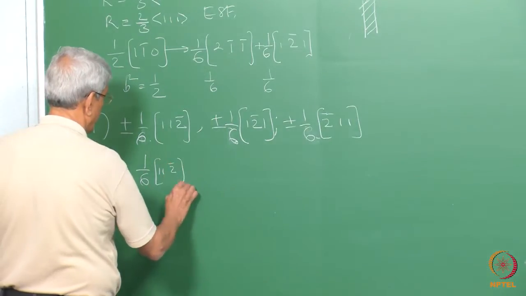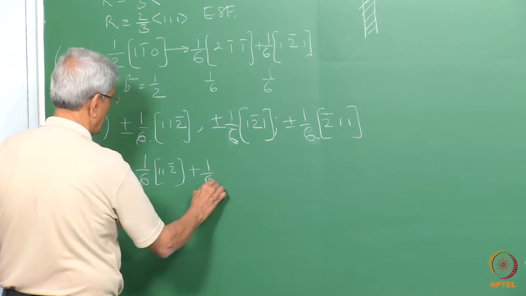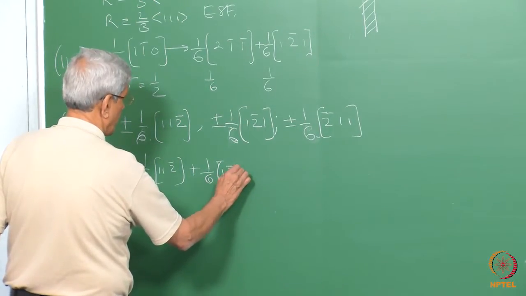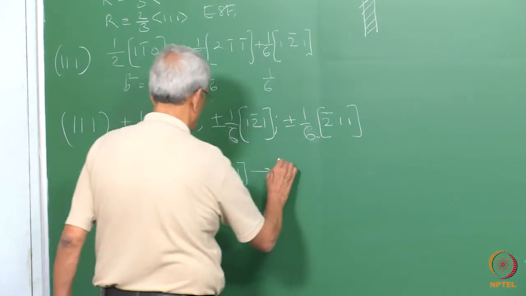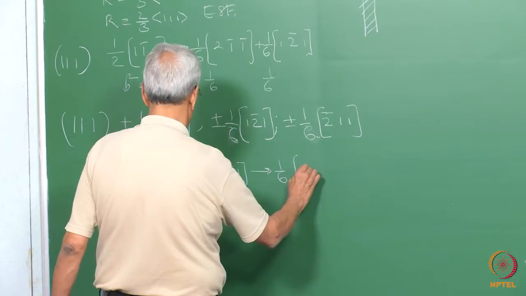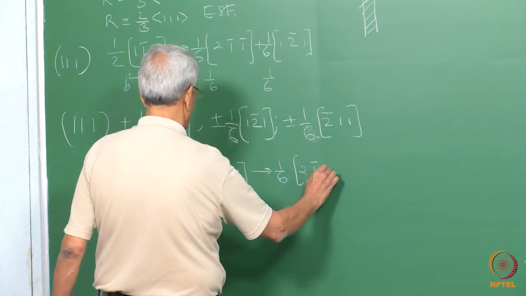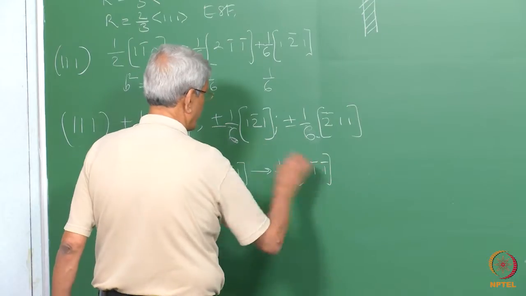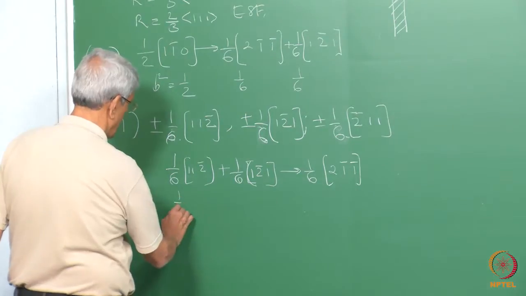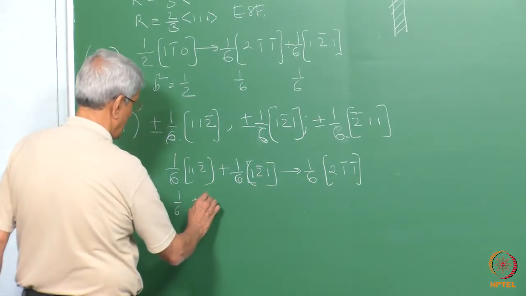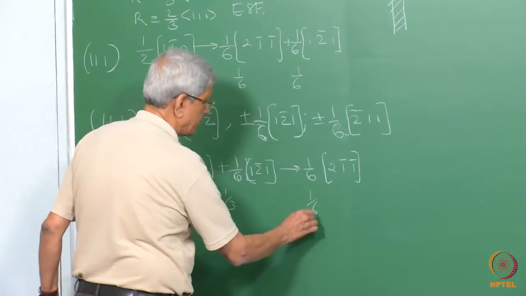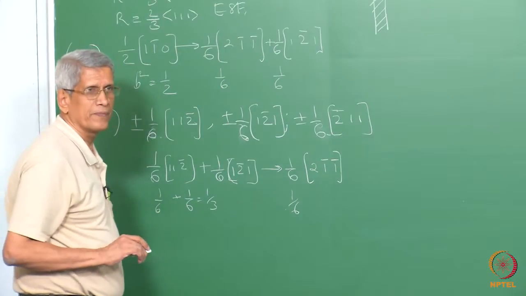[112̄]. It interacts with another partial 1/6 [12̄1]. What will be the net resultant one? 1/6 [21̄1̄], correct? So here if we consider it is 1/6, this is also 1/6, so total becomes 1/3, here it is 1/6, so this reaction is possible, correct?